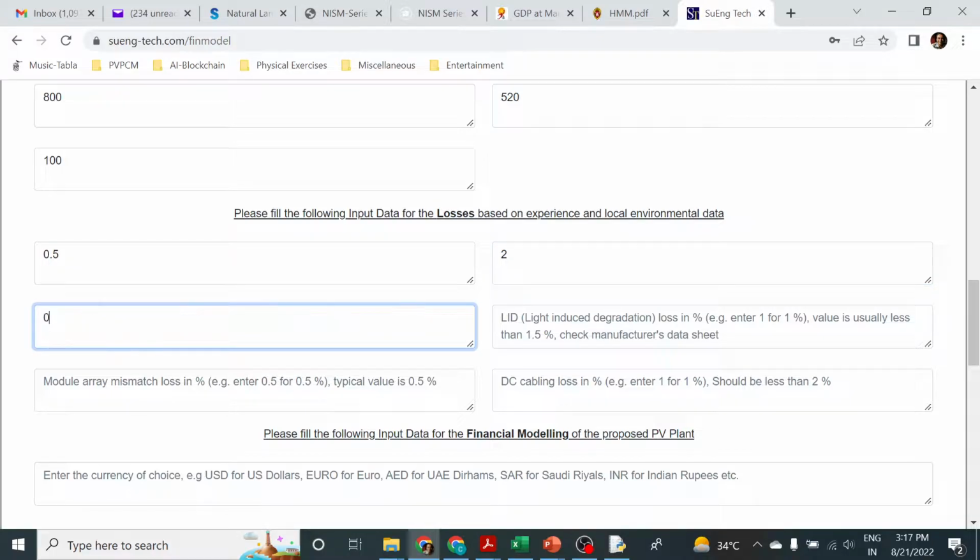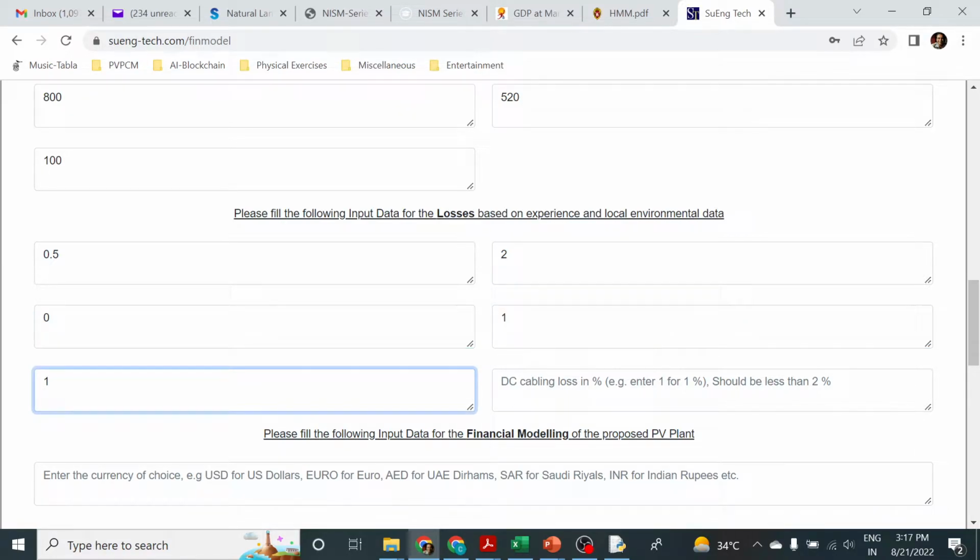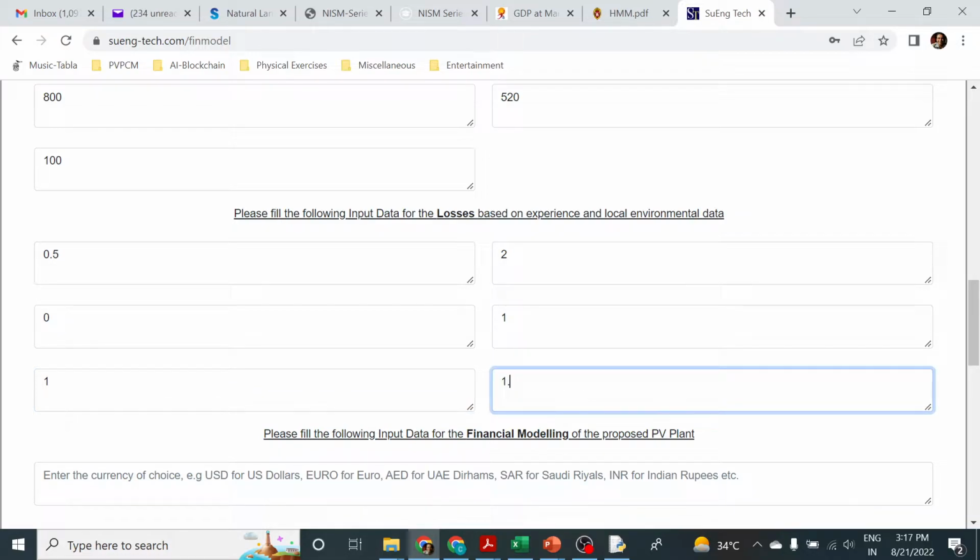Module quality loss we can put 0. LID is generally negative, so there is some gain. LID we can put 1. Module array mismatch loss we can put 1, and DC cabling loss I can put, let us say, 1.75.